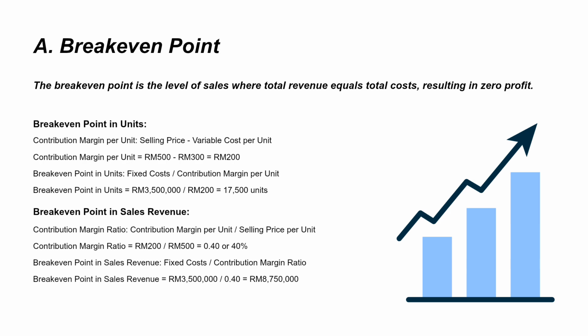The contribution margin per unit is 200 ringgit. This means our break-even point is 700,500 units, or 8,750,000 ringgit in sales revenue. Next, we will determine the number of units GTI needs to sell to achieve a target profit of 1.8 million ringgit under both options.